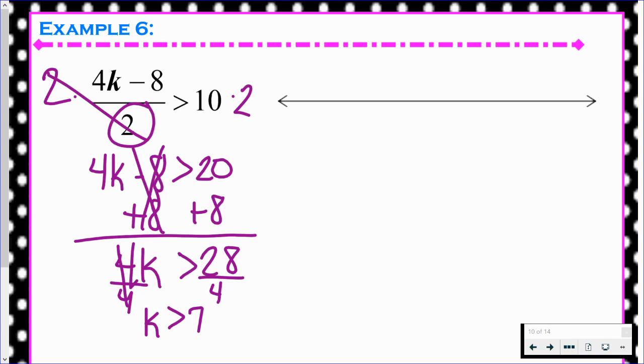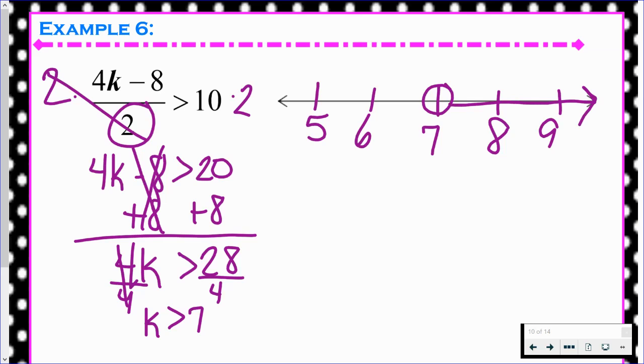That was a nice one. No negatives involved. Just good old positive numbers. 7, 8, 9, 6, and 5. K is greater than 7, so just greater than and less than, get the open circles. And there we go.